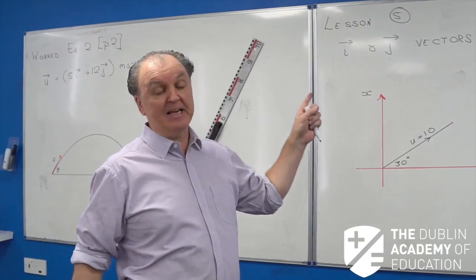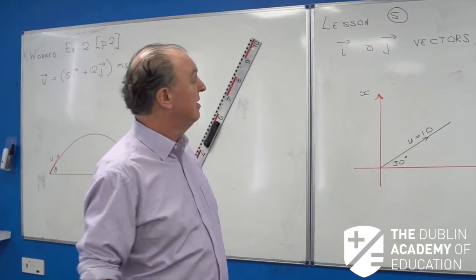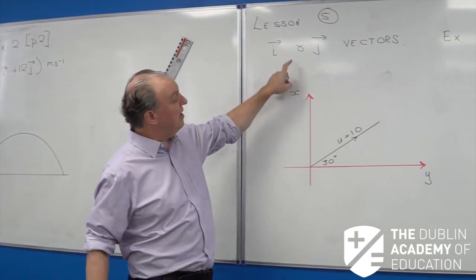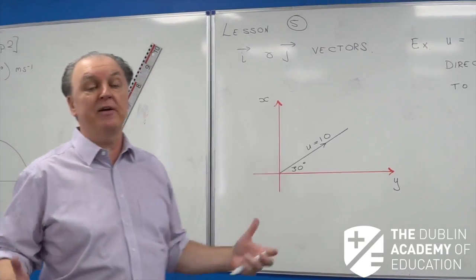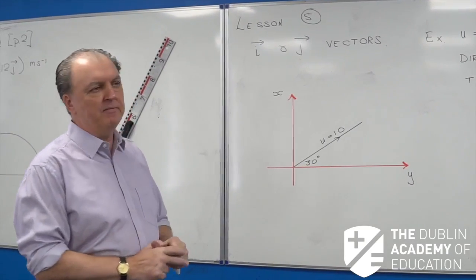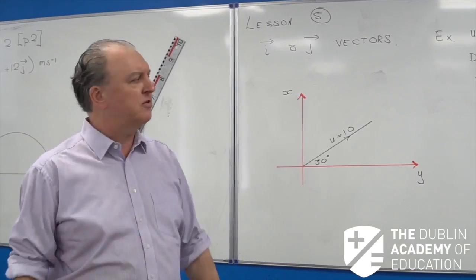Now, this is the last lesson in that particular section. And it's to do with something called I and J vectors. Now, I and J vectors are very, very convenient. You'll actually find them very convenient when we do collisions next.